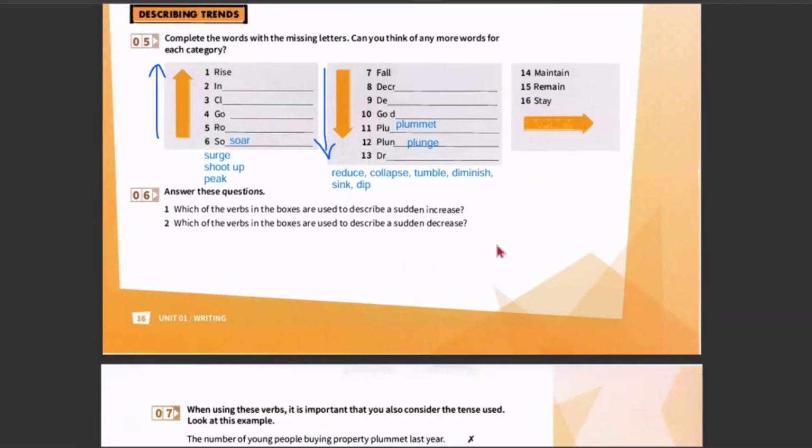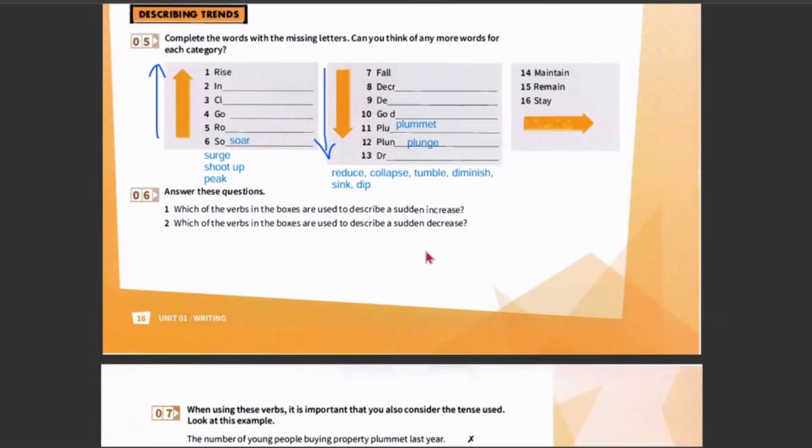Rise, increase, climb, go up. These are all eventual increases that go on slowly. The sudden increases are rocket and soar, to go up very quickly. That is to rocket and to soar. Okay. Sudden increase is to rocket and soar.